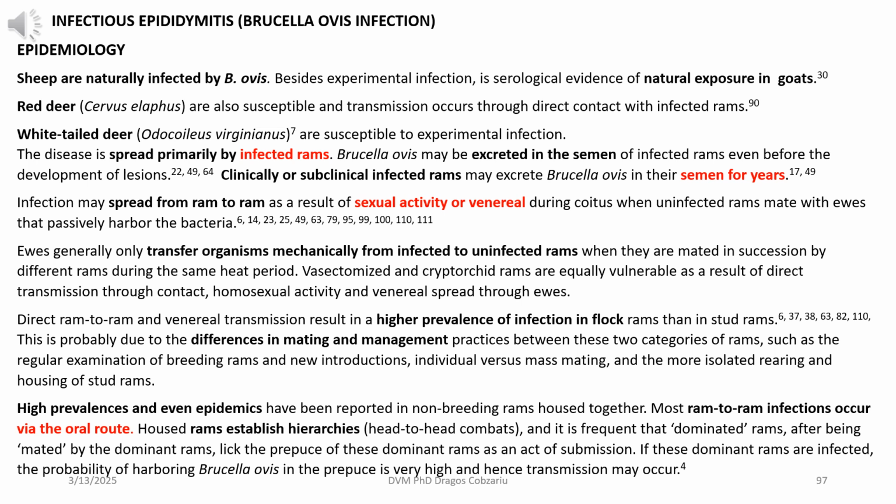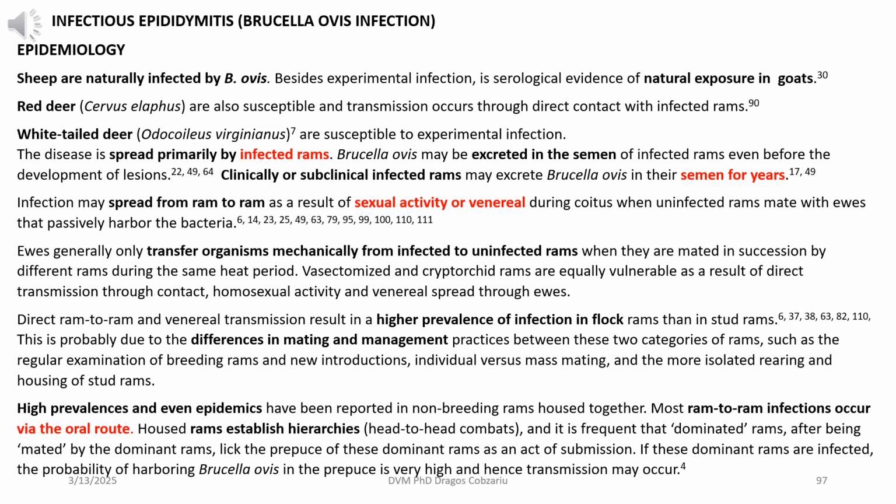This is probably due to the differences in mating and management practices between these two categories of rams, such as the regular examination of breeding rams and new introductions, individual versus mass mating, and the more isolated rearing and housing of stud rams. High prevalence and even epidemics have been reported in non-breeding rams housed together. Most ram-to-ram infections occur via the oral route. Housed rams establish hierarchies, head-to-head combats, and it is frequent that dominated rams, after being mated by the dominant rams, lick the prepuce of these dominant rams as an act of submission.